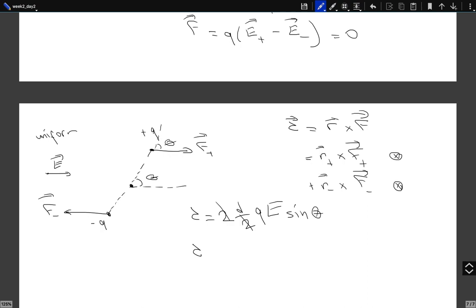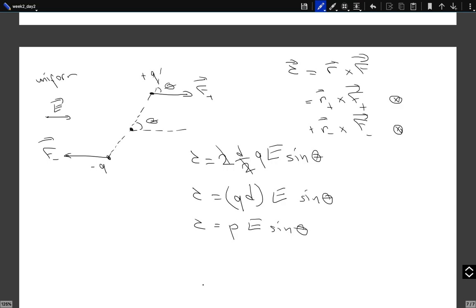So the torque has a magnitude Q times D times E times sine theta. And you see, again, we have that same combination, Q times D, which is just P times E times sine theta. So torque, being a vector, its magnitude is exactly the same as P cross E.